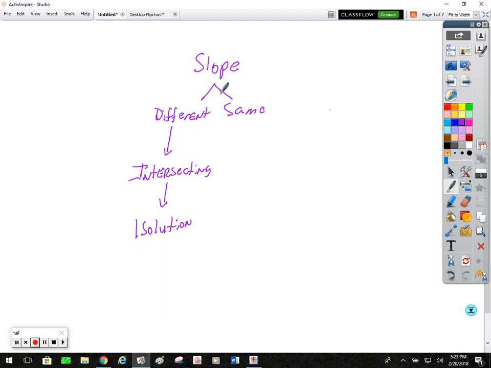Well, if we check the slopes and the slopes are the same, then we have to check the y-intercepts. Okay, let me back that off just a second. Then we have to check the y-intercept, and the y-intercept is going to tell us a couple of things. Just like with the slope, it can be different, or it can be the same. Let me fix this where it's pointing to where I want it to. So the y-intercept can be different or the same.